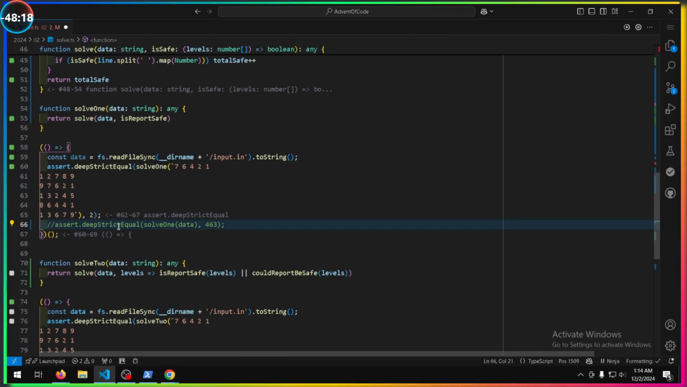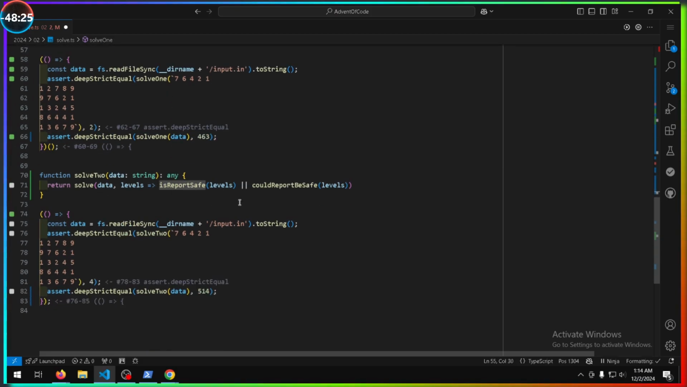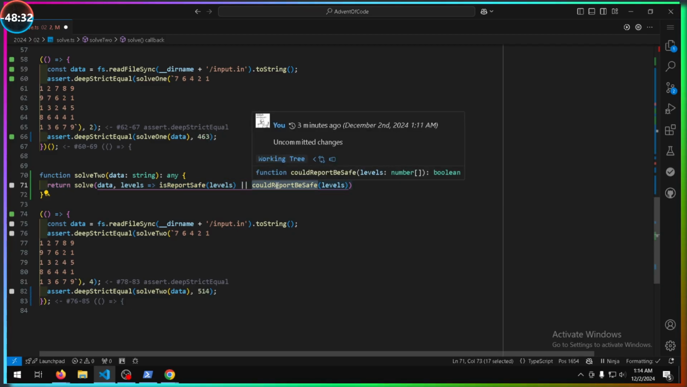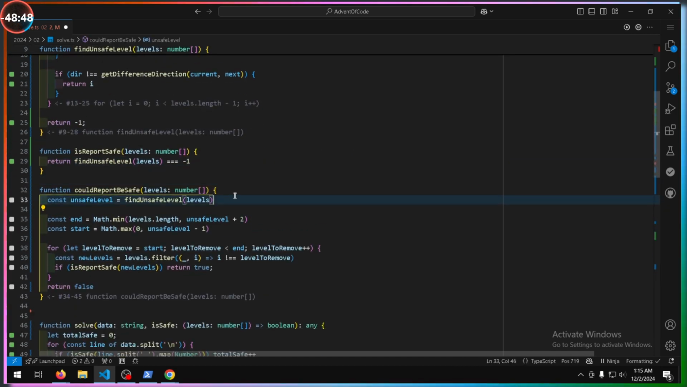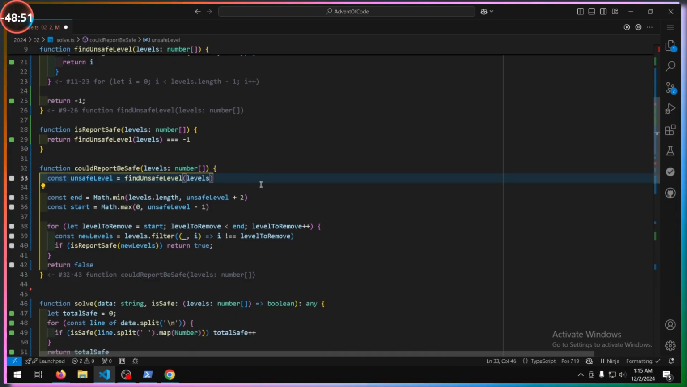Part 2 is only part 2 because it provides a safety function that is 2 safety functions. So if the report's currently safe, you're good. But if the report isn't safe, let's check if it could be safe. Again, we're using the short circuiting of JavaScript: if this is true, this will never be called. But if this is false, then this will be called. So could report be safe? That's what gets called. We figure out what level is unsafe.